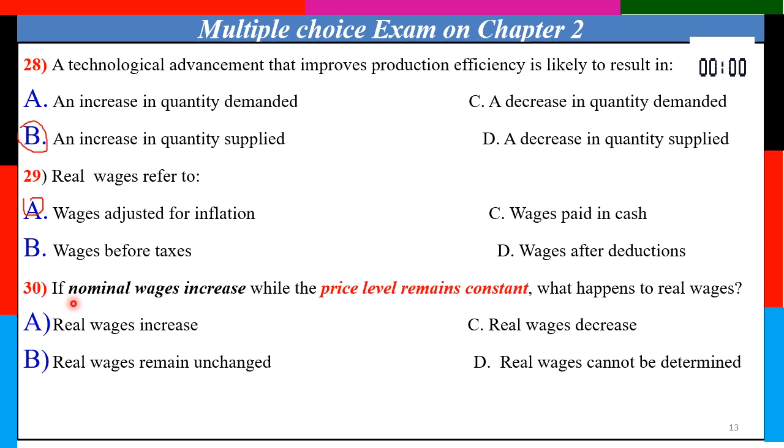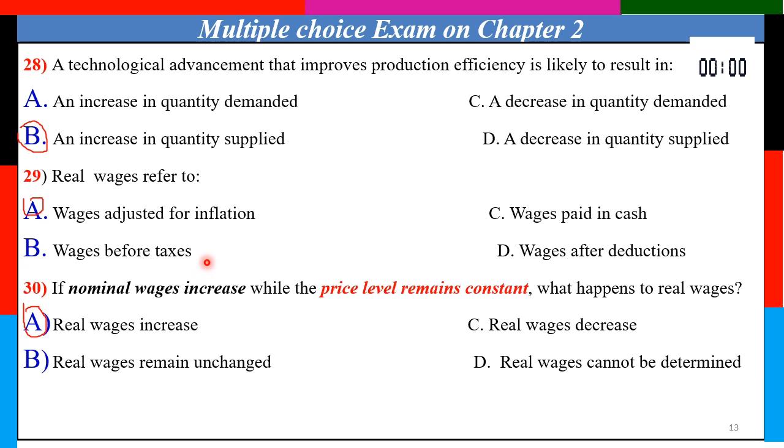Question number 30. If nominal wage increases while the price level remains constant, what happens to the real wage? A. Real wage increase. B. Real wage remain unchanged. C. Real wage decrease. D. Real wage cannot be determined. A is the correct answer.